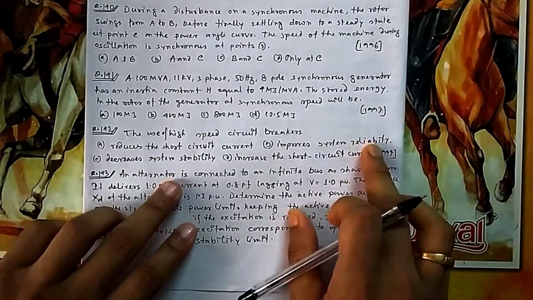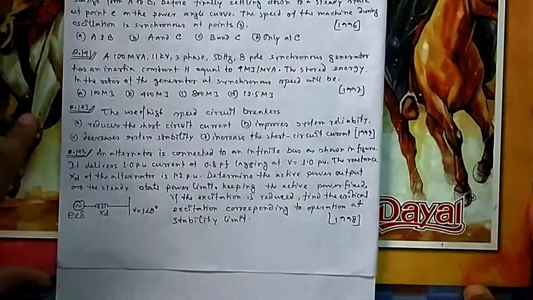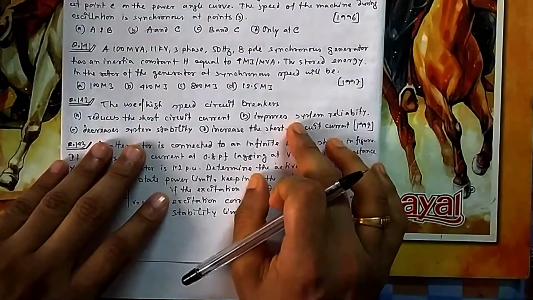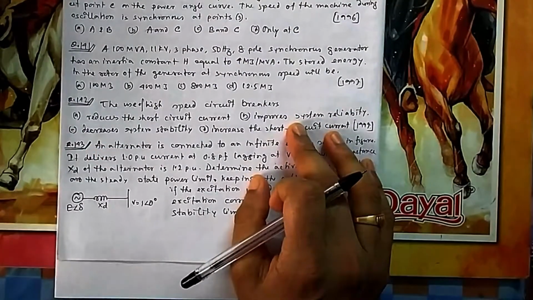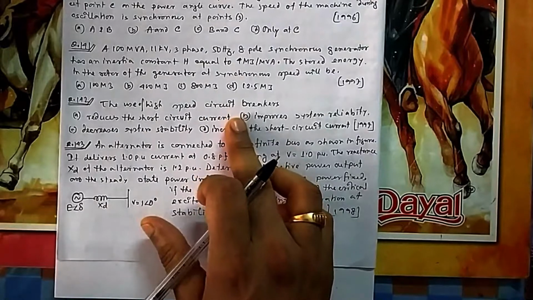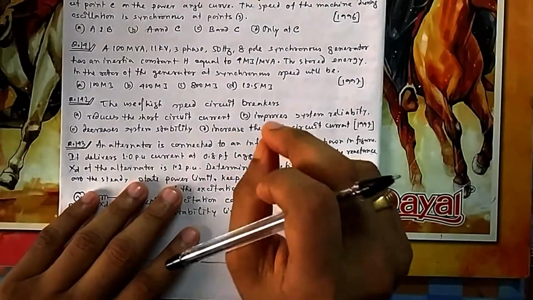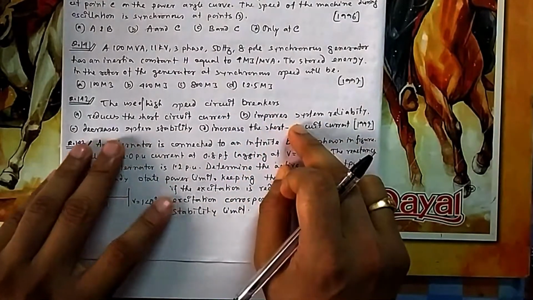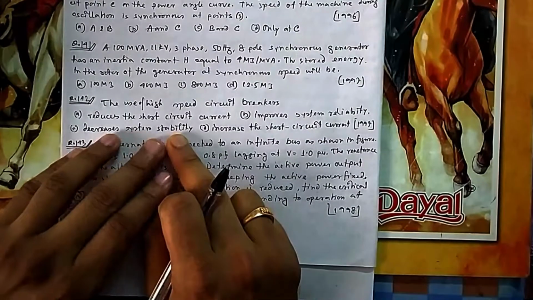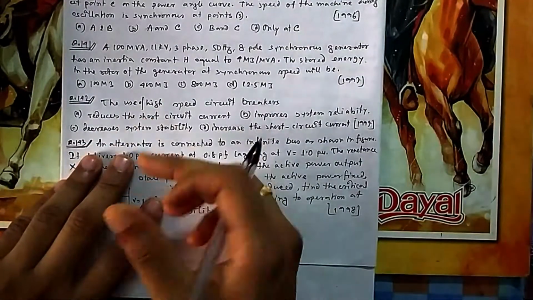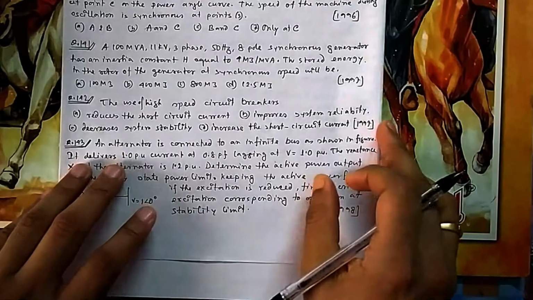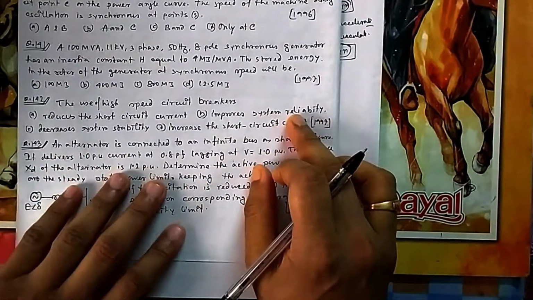Now next, it improves the system reliability. Okay, it improves system reliability, but let's see whether we have other better choices or not. In such questions, you have to take the best possible answer. Next, decreases the system stability. No, it doesn't decrease, it rather increases the transient stability. So obviously we are left with option B, which improves the system reliability.